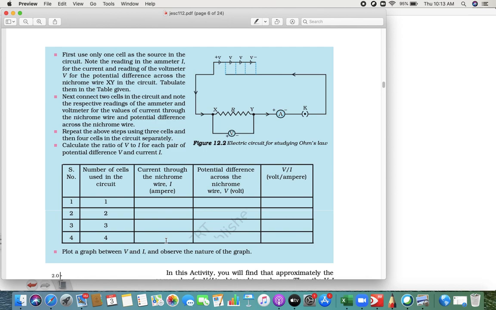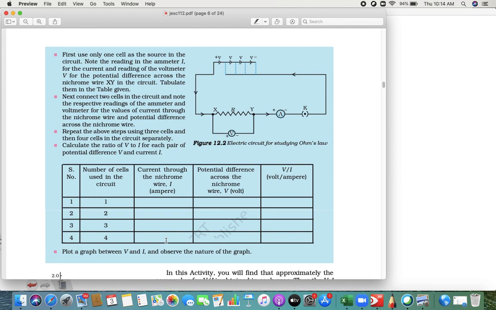As you know, when they increase the potential difference, the current will also increase, right? So that is how they keep on putting potential difference, and they finally get the current.